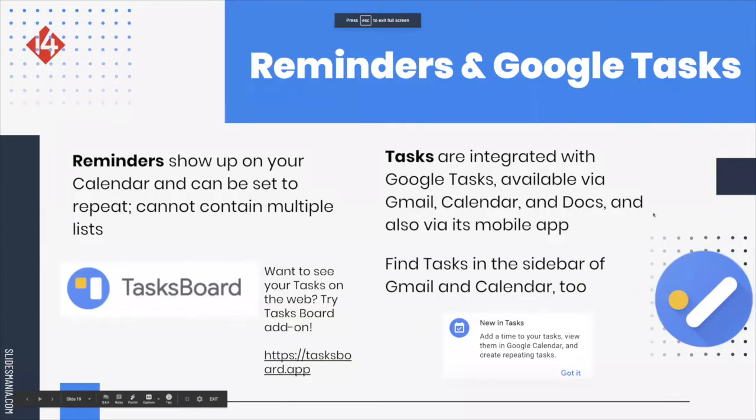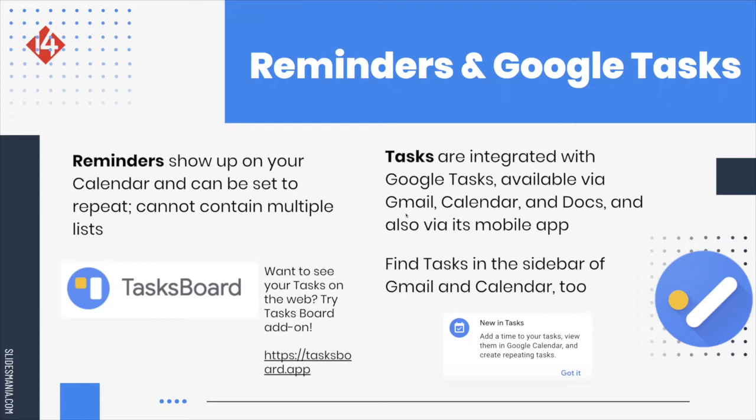Reminders and tasks are integrated with Google Calendar, and reminders appear on your calendar. They can be set to repeat, but they can't contain a whole lot of list details or anything like that. So for example, if you have to fill out a form every Friday about how virtual learning is going, you might set a reminder on your calendar every Friday for you to do that. Tasks are more feature rich, and Google actually spent the last year or so really building up Google Tasks as a platform. It's available on that sidebar, which we'll take a look at, of Gmail.